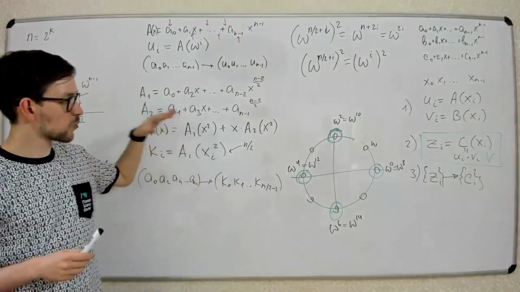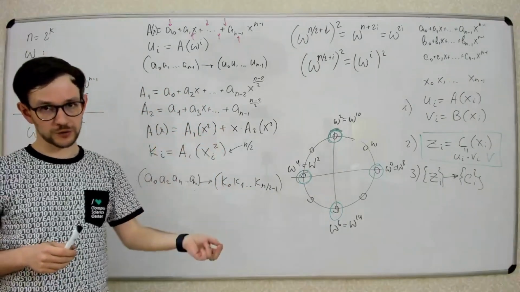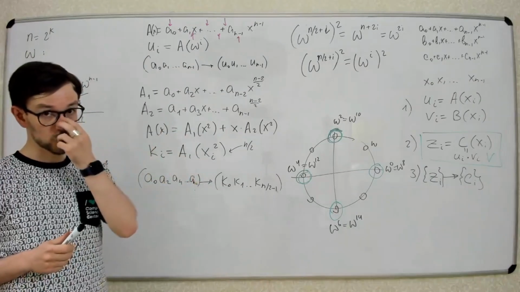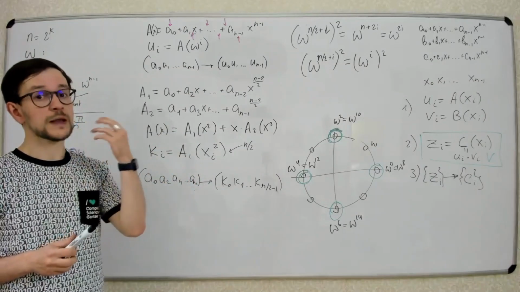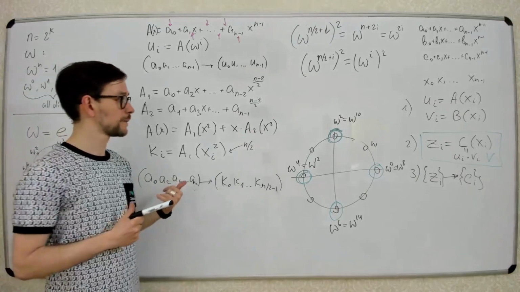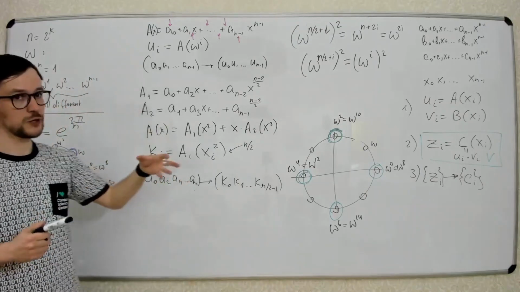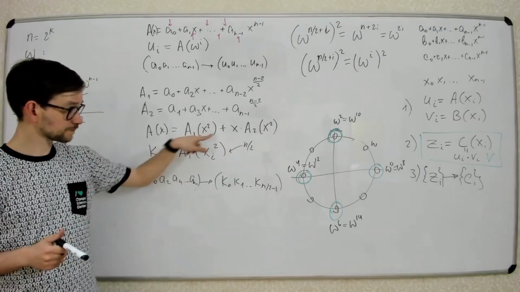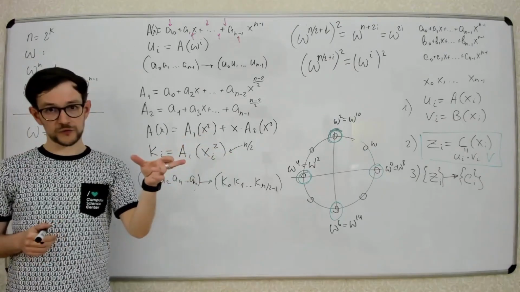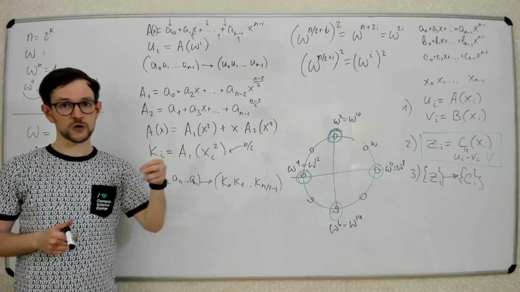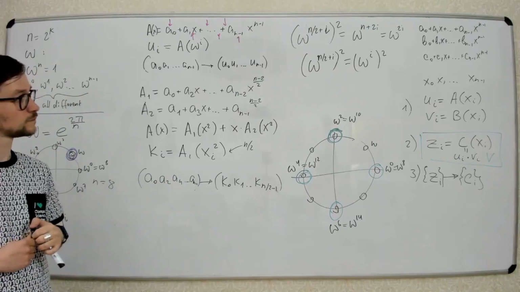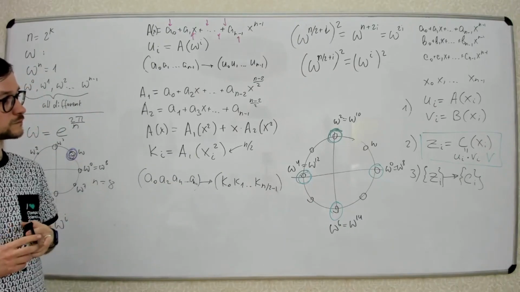So from these n points, there are only n over 2 different points. So I will calculate the value of this polynomial in these n over 2 points. And now I have proper divide and conquer. So now I divided my problem into 2 problems of size n over 2. For both these problems, I take n coefficients and I calculate the value of polynomial in n points. Ta-da! That's all.